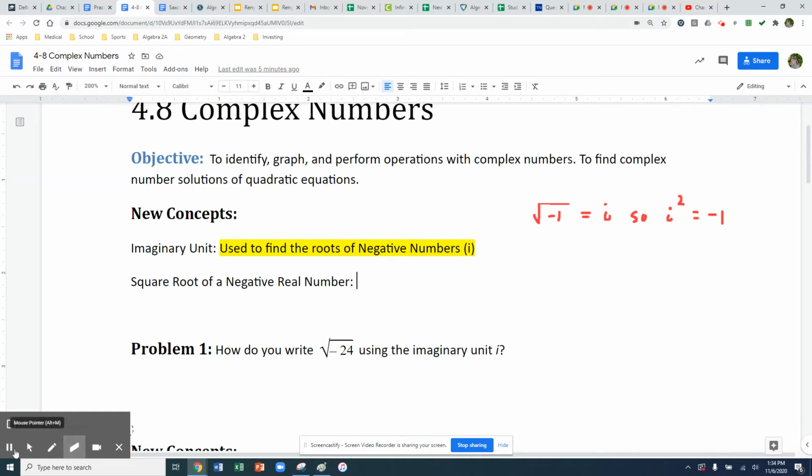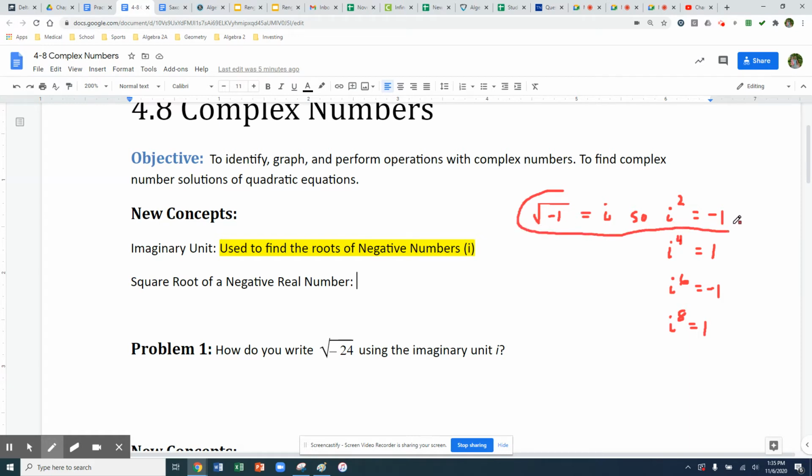And we also have some other definitions for i as we start to square it, take it to the fourth, take it to the sixth, and so on. Our two main definitions that we are going to use today are that anytime we take the square root of -1, that gives us our imaginary unit i. And anytime we take i squared, that brings us back to the real number system of -1.